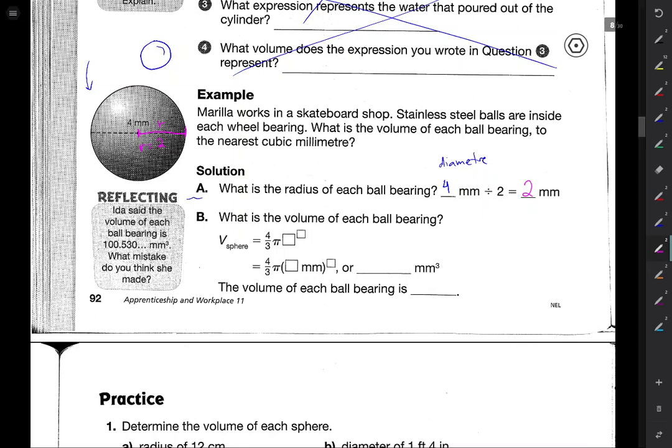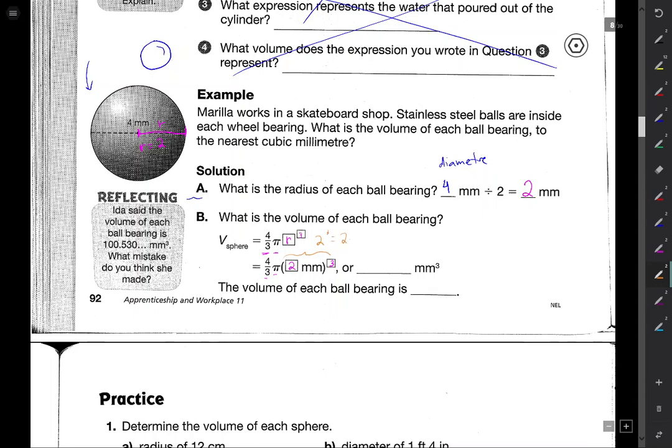So now let's find the volume of each ball bearing. The volume of a sphere is equal to 4 over 3, or 4 divided by 3, times pi times the radius cubed. So now let's plug in the number that we have for the radius. We know that the radius is 2. So we're going to have 4 divided by 3 times pi times 2 cubed. If you were to put this in your calculator, I would cube this radius first. So I would do 2 cubed, or in other words, 2 times 2 times 2, which is 8.